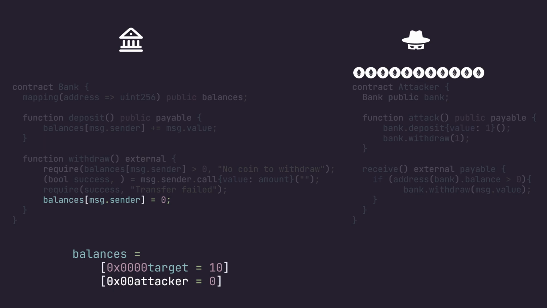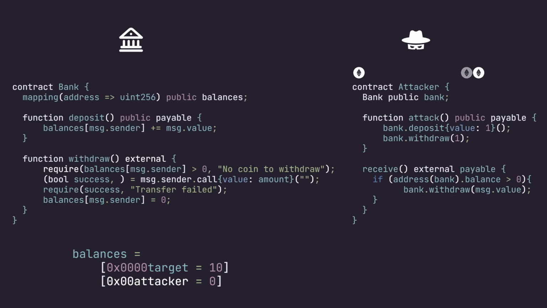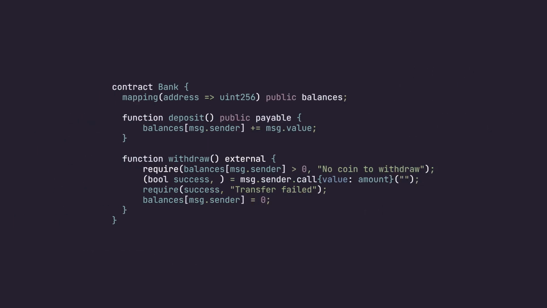Now that we know how this attack works, let's see how to protect yourself against it. The first thing that you can do is to do checks, updates, and send in that order. That means changing your withdraw function to do that in this order.